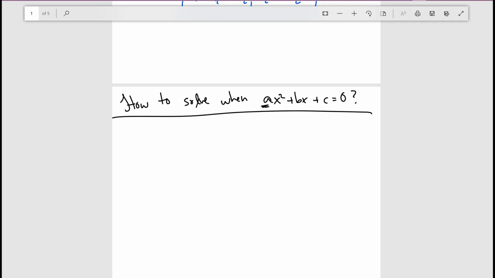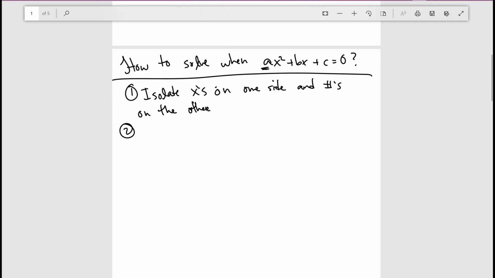Well, one of the first things that you want to do is first isolate x's on one side and numbers on the other. That's still what you want to do. The second thing that you want to do is factor out the a term from the x's. So all the x's that I have on one side, I'm going to factor out that a term, whatever a is.